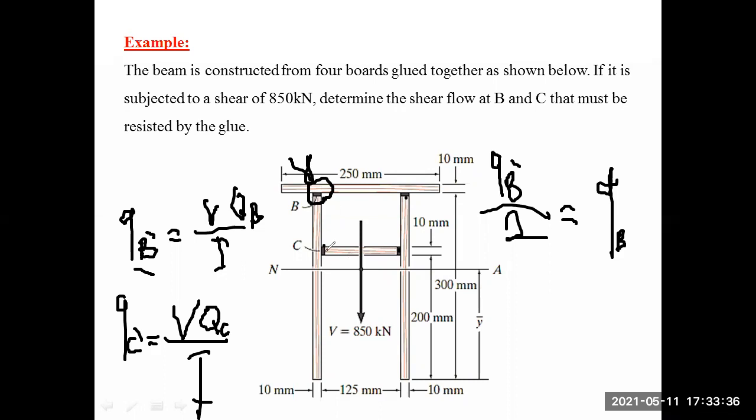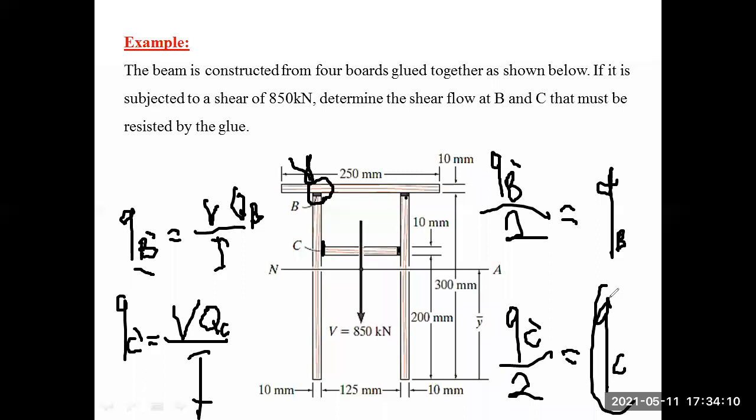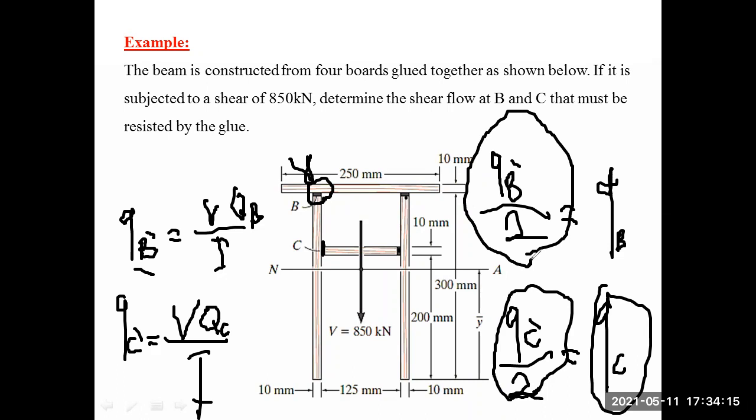The same thing for QC prime. For QC prime, if I divide it by 2, that means I'm going to get Q at point C, which is this, only this. So the glue that I'm going to place has to resist that much shear flow. The glue that I'm going to use to stick this element to this element, or this part of the cross section to this part of the cross section, I need to have a glue of that much strength, which is equal to QC. So which is equal to half of what I have done of calculation. Half of what I have done of calculation. Why?